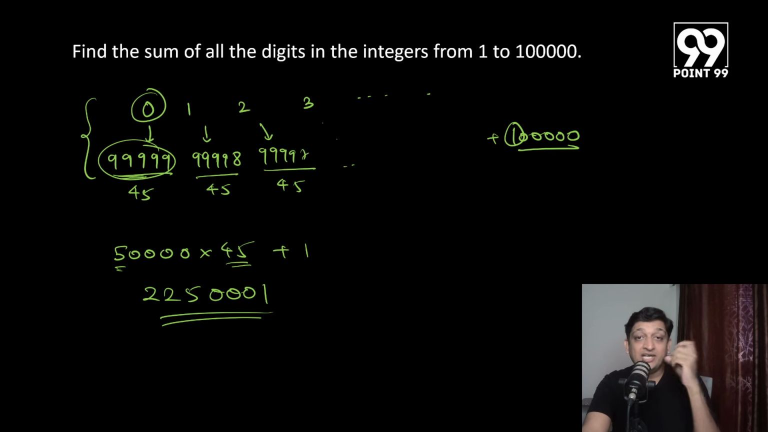And if you can see 45s happening, that will make your life much easier in this particular case. So let's look at the next question now. Now we are moving on to geometry.